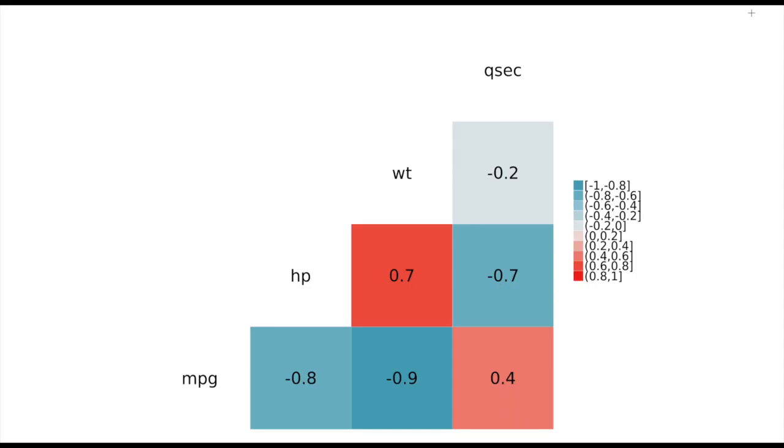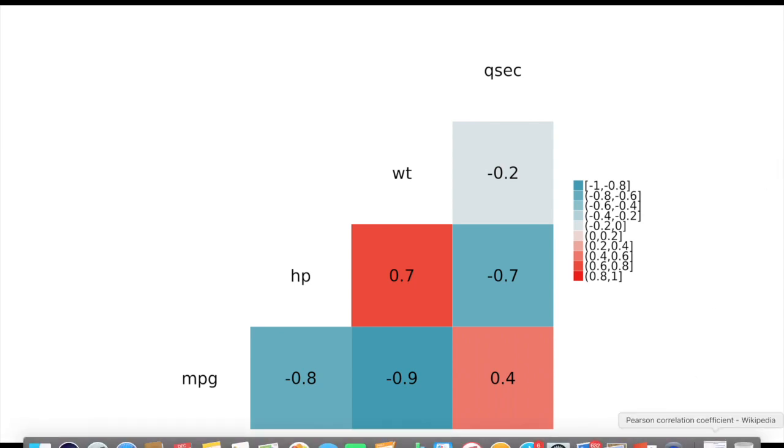Hello friends, in this video we'll explain how to create a correlation matrix from a dataset with the Plot.me web application. This matrix will display the Pearson correlation coefficient between two continuous variables, say x and y.